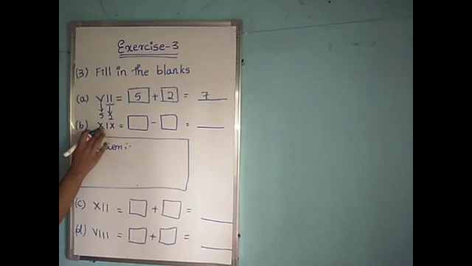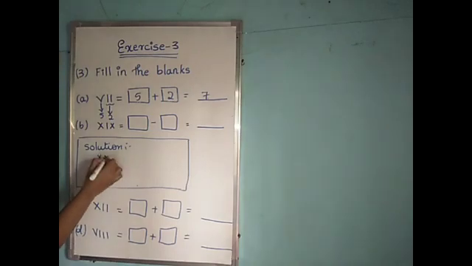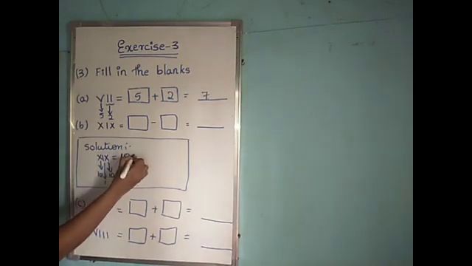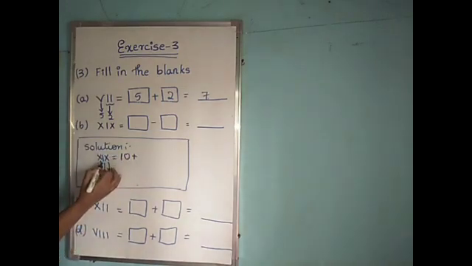Then second one, XIX. I will write this question in solution box. XIX. X is the symbol of 10, I is the symbol of 1 and X is the symbol of 10. So first we have to write 10. 10 plus, here I is the symbol of 1. So I is the letter of smaller value and X is the letter of greater value. Here letter of smaller value is written to the left side of letter of greater value.